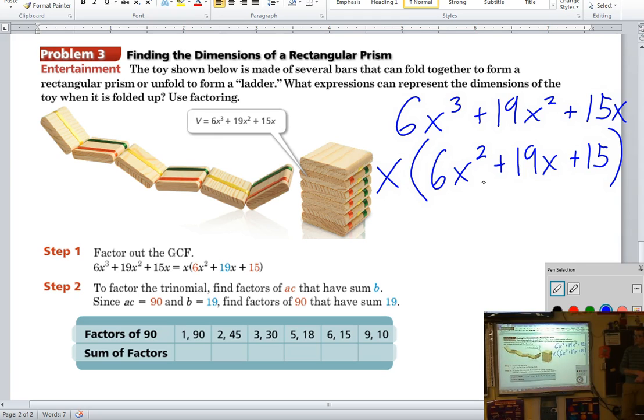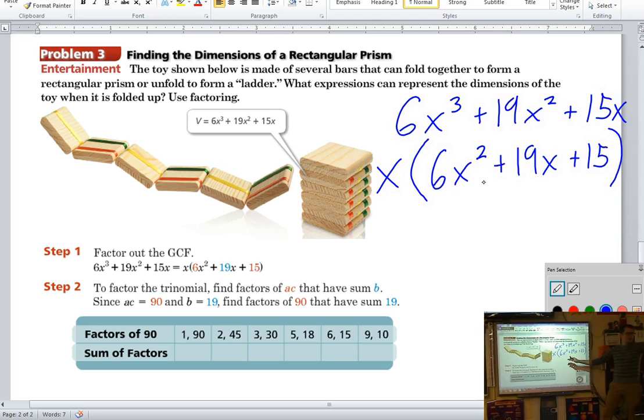Now, can we do it by grouping? You can do the A, C, and B strategy. To do this by grouping, I need to make 4 terms, right? Right now I only have 3. Well, forget about the x because he's just coming along for the ride. So right now I only have these 3 terms.